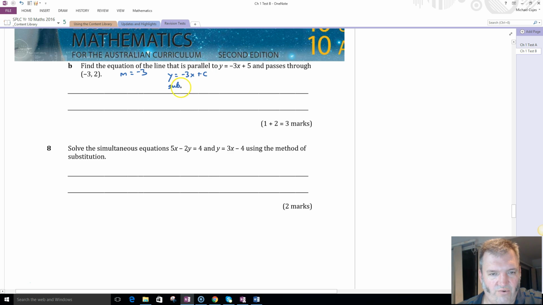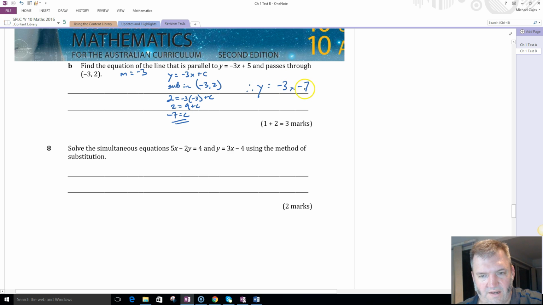So I sub in the only point that I know is definitely on the line, and that's (-3, 2). So I would have 2 = -3 multiplied by -3 + c. 2 = 9 + c, subtracting 9, -7 = c. Therefore, y = -3x - 7.